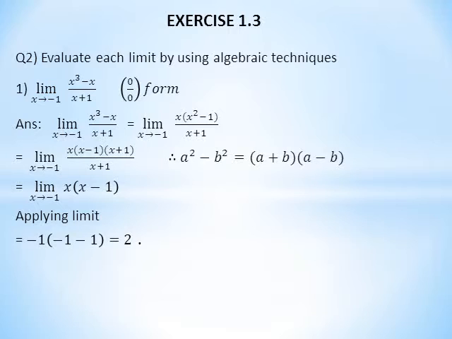Now you can see that we take x common, giving x square minus 1, and by the formula (x minus 1)(x plus 1), you can cancel out x plus 1 with x plus 1, so x minus 1 is remaining. Now there is no denominator, so the function will be defined. By applying the limit, the answer is 2.